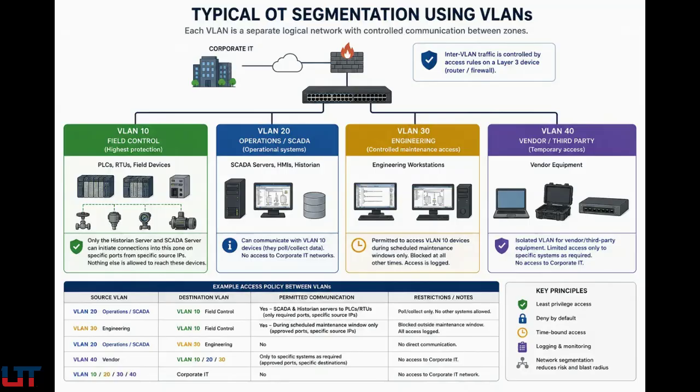VLAN 20 holds operations equipment, SCADA servers, and HMIs. These systems need to communicate with VLAN 10 devices they poll, but they don't need to communicate with corporate IT systems. Access to this zone is tightly scoped.